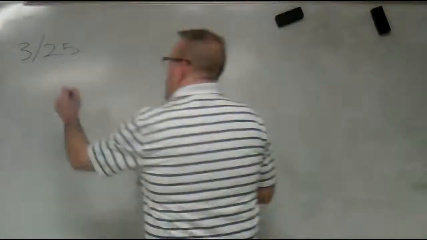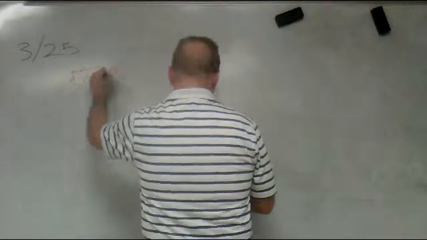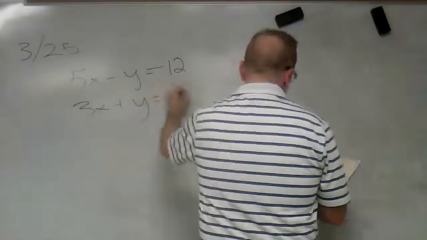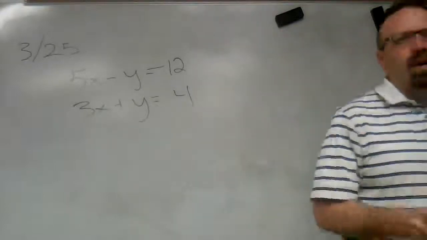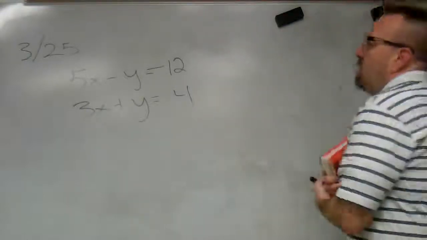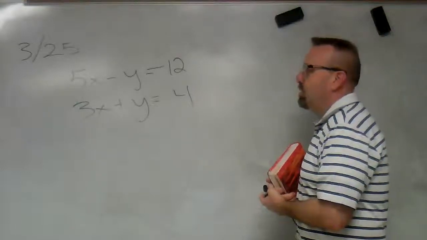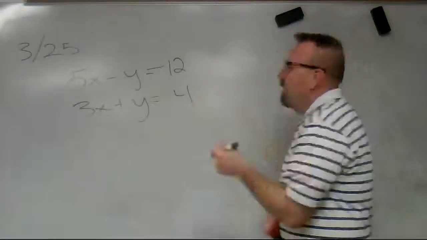All right, today we are going to do systems of equations. We haven't done this in a while. Two equations, two variables, three different ways we could do it. We could graph them, probably the simplest way, but the least accurate. We can do substitution, or we could do the elimination method.